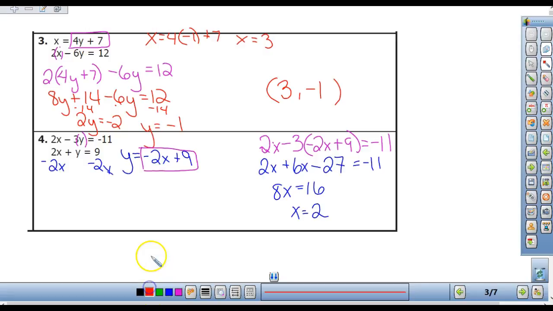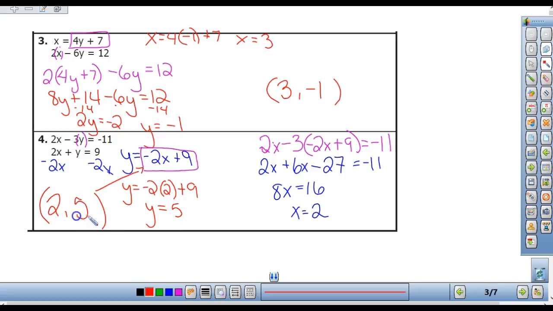Okay, and once I have x, I can plug it in this guy right here. So y equals -2 times 2 plus 9. -2 times 2? -4 plus 9? Y equals 5. My solution point is (2, 5).